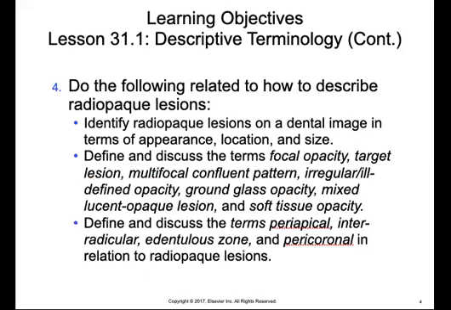and to do the following related to how to describe radiopaque lesions. And this is to identify radiopaque lesions on a dental image in terms of appearance, location, and size, to define and discuss the terms focal opacity, target lesion, multifocal confluent pattern, irregular or ill-defined opacity, ground glass opacity, mixed lucent opaque lesion, and soft tissue opacity. We'll define and discuss the terms periapical, interradicular, edentulous zone, and pericoronal in relation to radiopaque lesions.